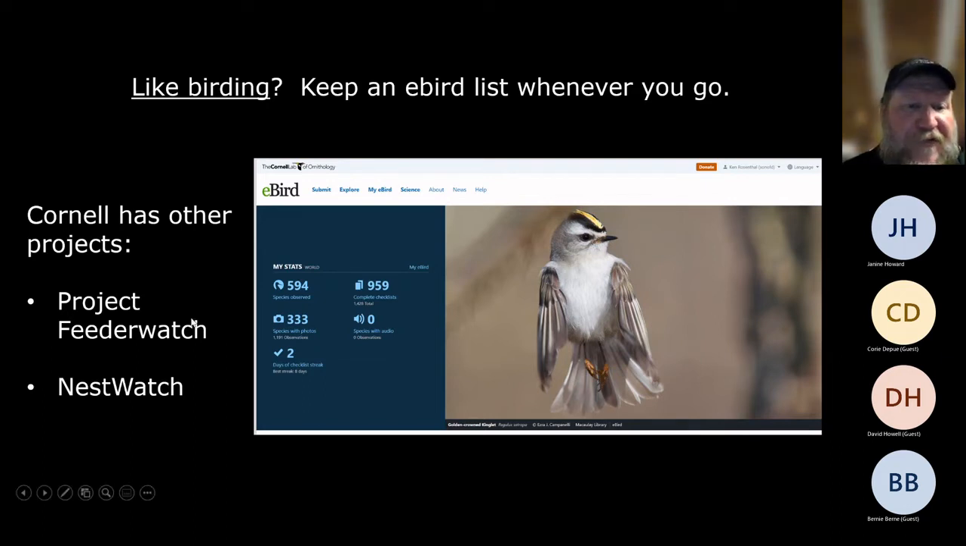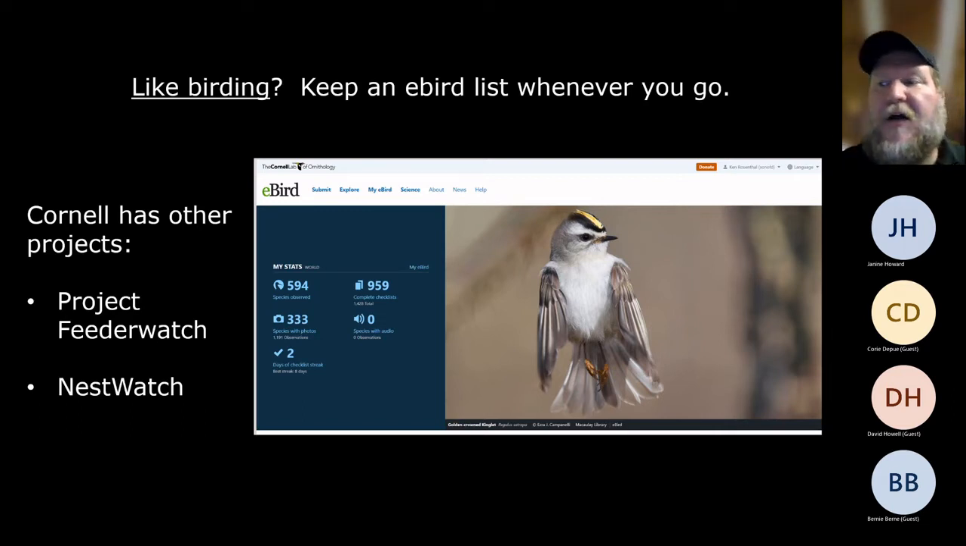They also have projects like Project FeederWatch over here on the left, and NestWatch, and I'll talk a little bit more about them. But again, if you're already out birding, what does it hurt to add this little extra step to what you're doing, and then you're contributing to science. Now you're telling somebody who might be using this data what you saw, when you saw it, and where you saw it. And those are data points.